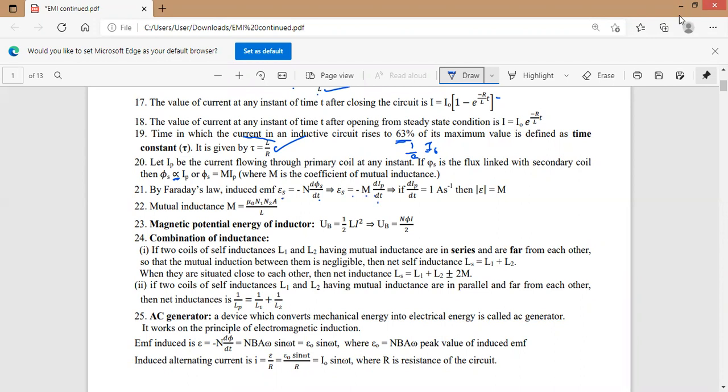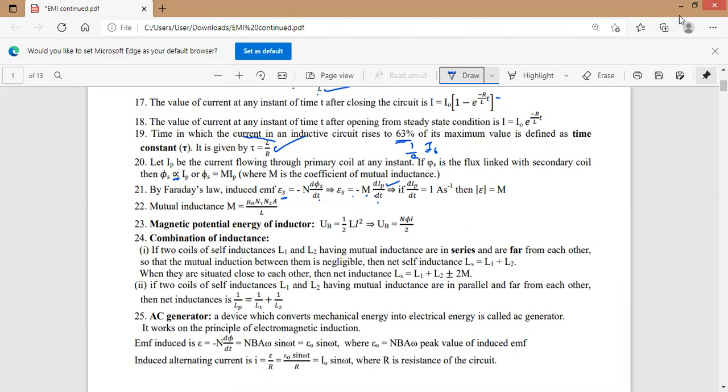The EMF induced in the secondary coil is equal to the mutual inductance of one coil with respect to another coil, times the rate of change of current in the primary coil. The mutual inductance expression is M = μ0 N1 N2 A / l, where N1 is the number of turns in the first coil, N2 is the number of turns in the second coil, A is the area of cross section of the first coil, and l is the length of the first coil.